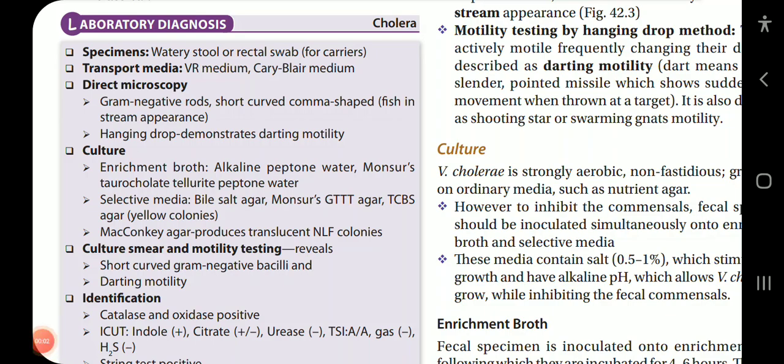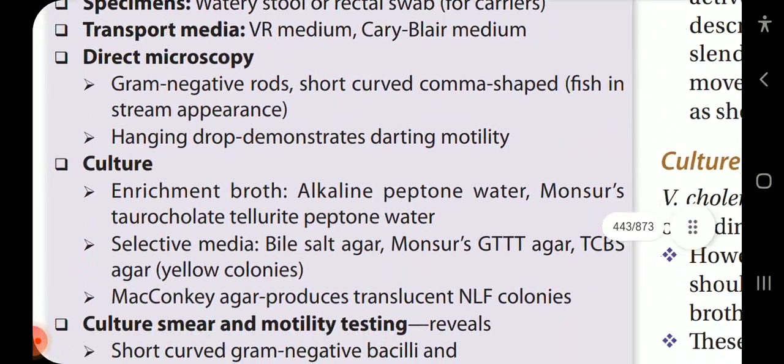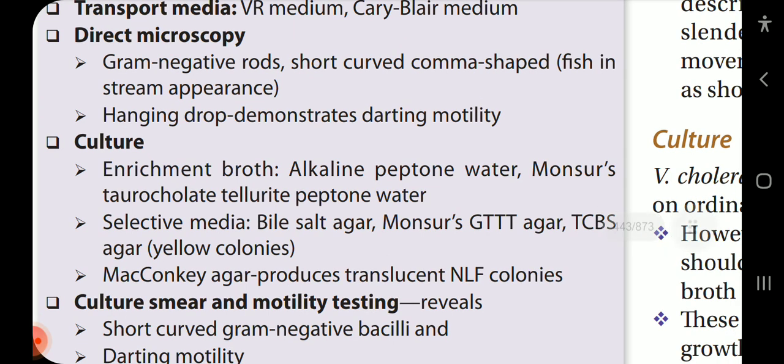Let us continue with the lab diagnosis of cholera. Specimen: watery stool or rectal swab for carriers, and transport media: VR medium or Cary-Blair medium. Direct microscopy: gram-negative rod, short, curved, comma-shaped, with a fish-in-stream appearance. Hanging drop demonstrates darting motility.